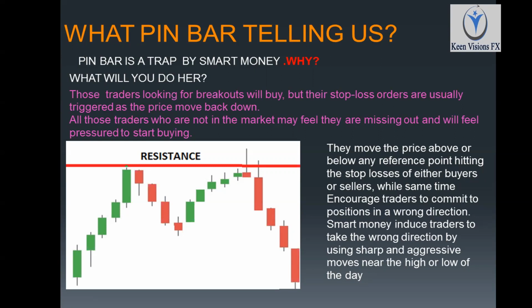All those traders in the market may feel that they're missing out, feel pressured to buy because they see the pullback, the famous buy-after-the-pullback method. So a lot of traders jump into the market. They're on edge to see their pullback, to see the price moving up, and they want to get into the market. Now they move the price above or below any of the reference points, depending on whether it's bullish or bearish, hitting the stop losses of either buyers or sellers, while at the same time encouraging traders to commit to positions in the wrong direction.